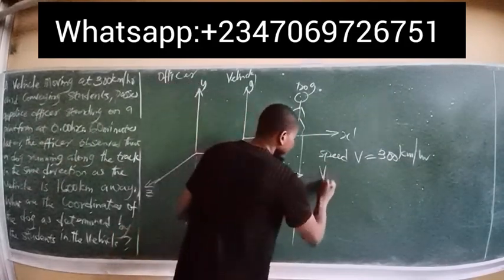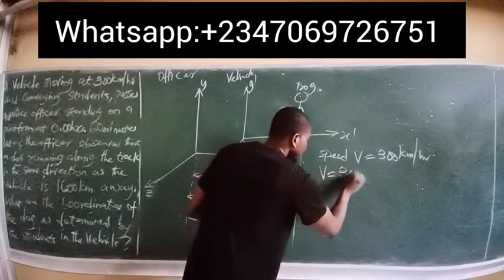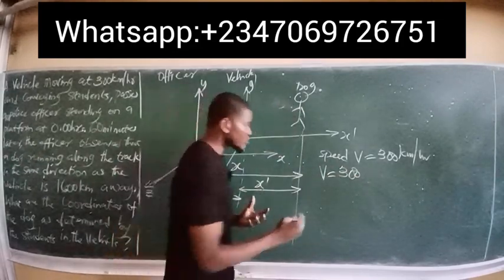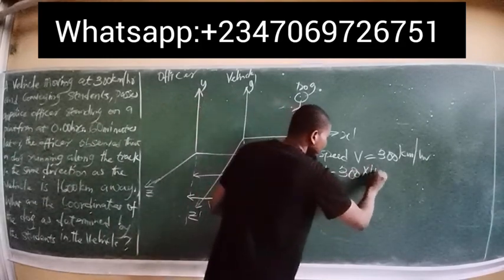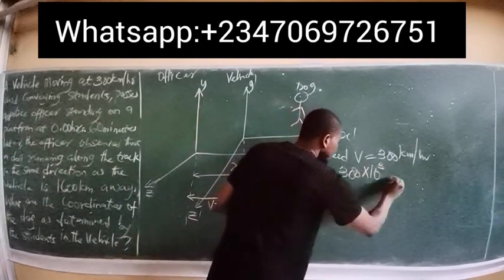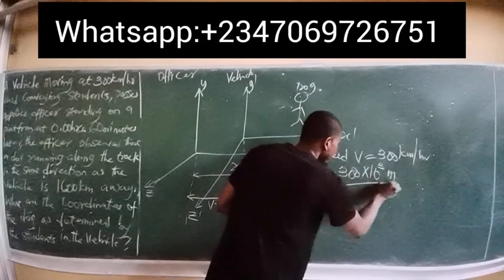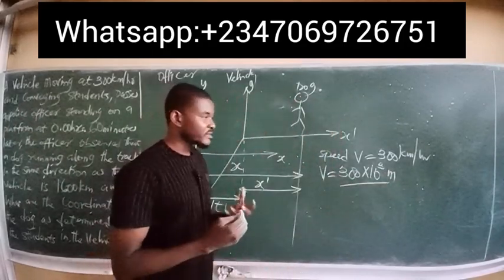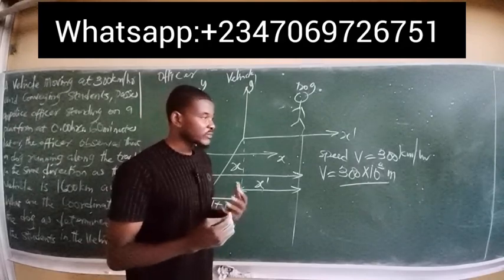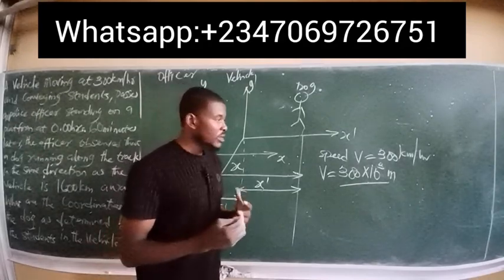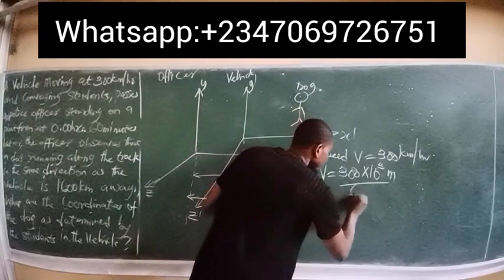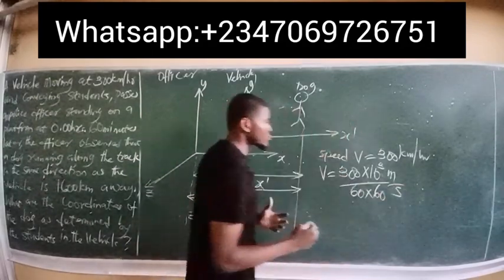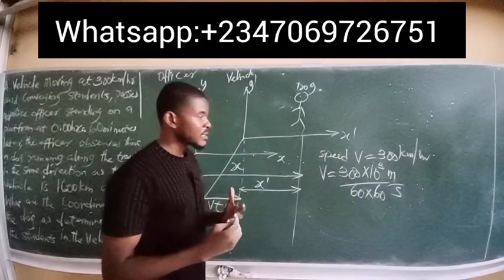So velocity is now equal to 300 kilometers, which simply means multiplying by 10 to the power of 3, so it becomes meters all over hour. One hour is simply 60 by 60, which gives us 3,600 seconds. So we'll be able to convert the velocity to meters per second.